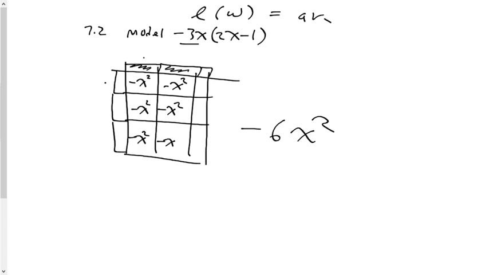And since this is a negative and this is negative, these are actually going to become positives because a negative times a negative is a positive, meaning the area is negative 6x squared plus 3x. So therefore, the solution is negative 6x squared plus 3x.